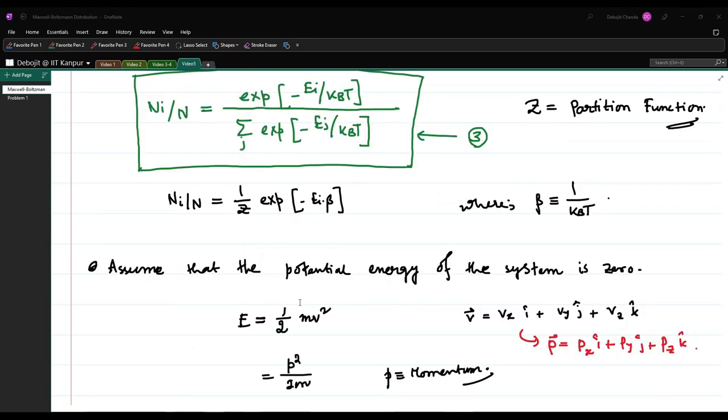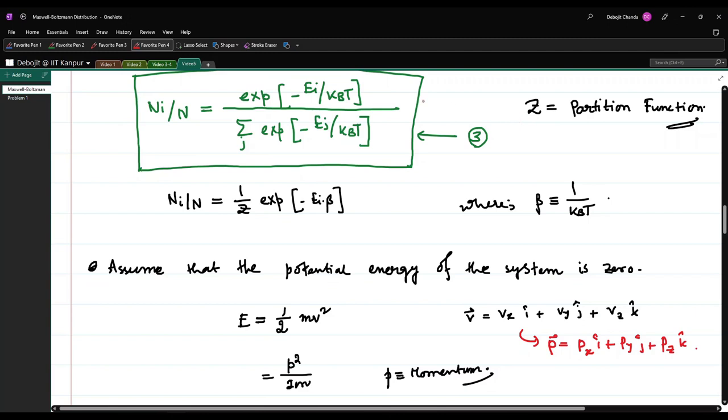Again, I have forgotten to record some part. So this is recorded at the end of the video, but I will edit it in the proper place. So here I have already written that the denominator part is called the partition function, and probably in some later video I will discuss the partition function in detail. With the help of this partition function, we can rewrite ni over n in a simpler form here. And here this beta term is 1 over kBT.